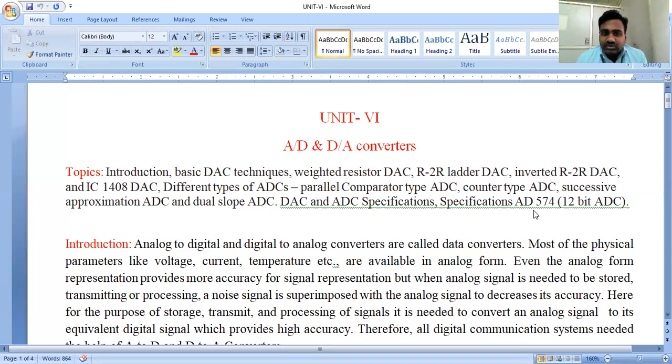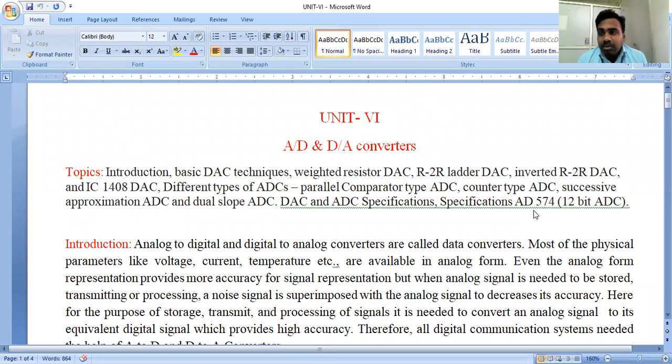In previous classes we discussed phase locked loops and 555 timers. In this class we will start a new concept: analog to digital conversion and digital to analog conversion. This is an entirely new concept.